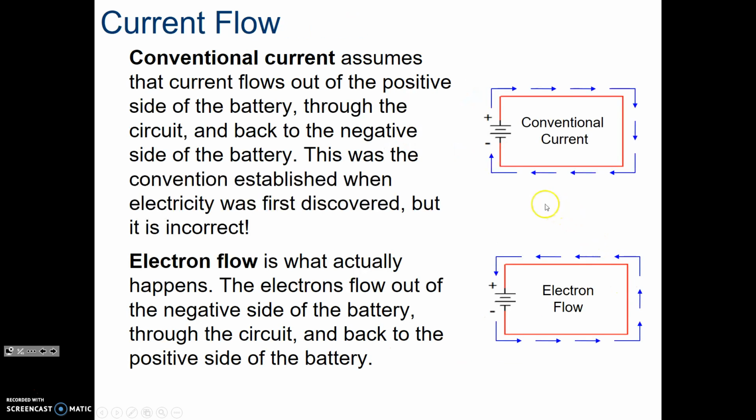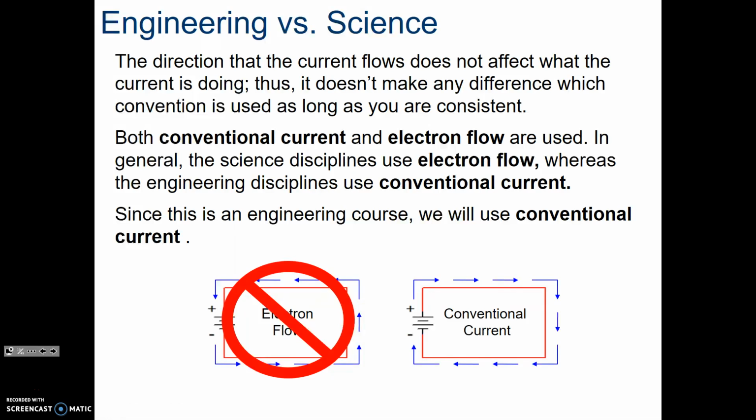Now, in a conventional scenario, we look at electricity leaving the positive side, going around the circuit, and coming back into the negative. This was established well before the discovery of what electricity was, and turned out to be incorrect. Actually, electrons travel from the negative side, traveling around, and go to the positive. But because of convention, we've used it so long that in engineering, we use the conventional system, but it shouldn't really matter.